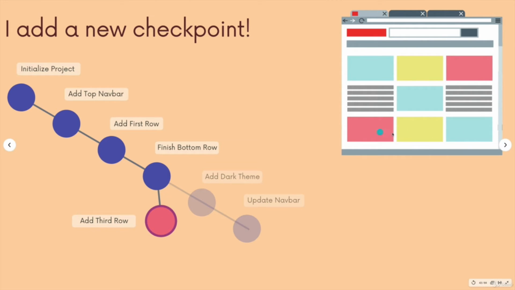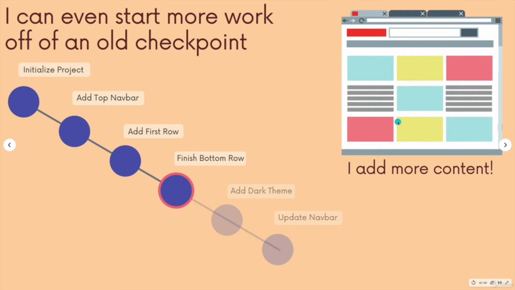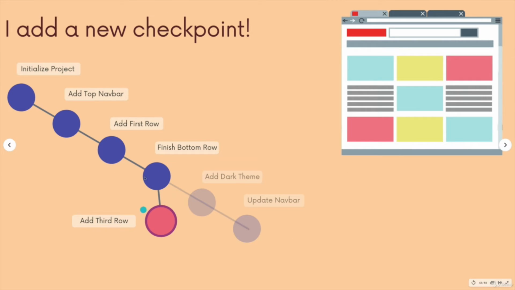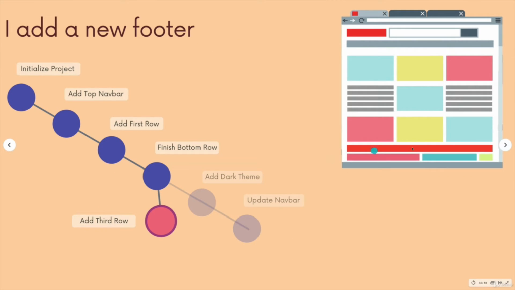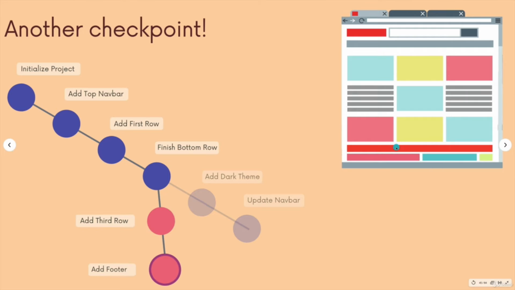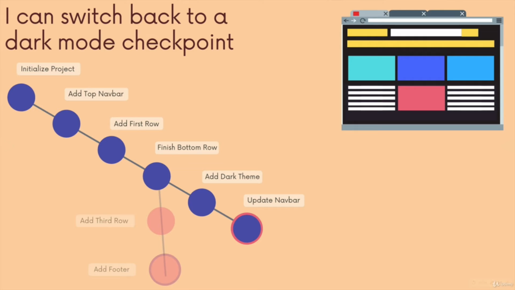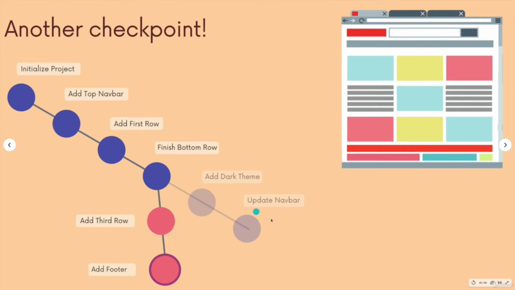So I added more content, if you can see that there. So I had 2 rows of content. I add more content now. I've picked up development at this point in time. So I add a 3rd row. Maybe I add a new footer down there. So we get a new checkpoint if I want to add a checkpoint then. And then I could switch back to what I had earlier. At this point, I can toggle between them.